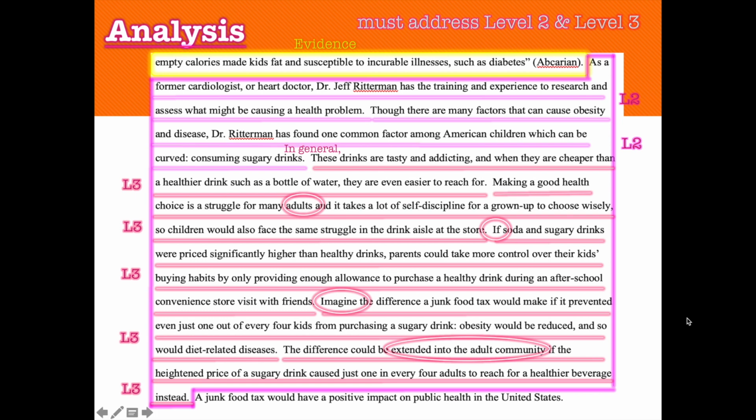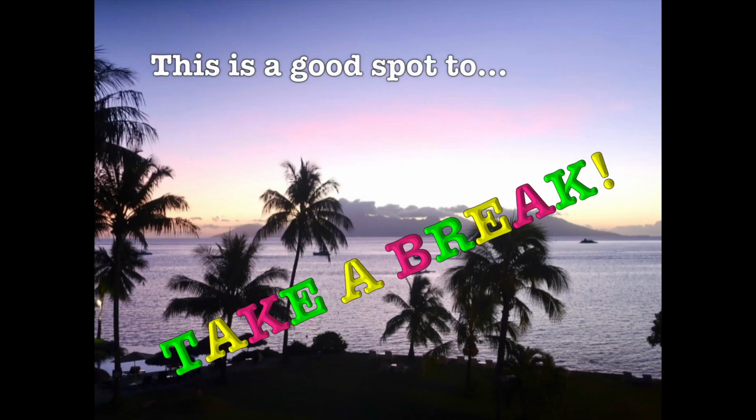Okay, so here I've hit level 2 and I've hit level 3, and I think I've done a thorough job of getting my analysis labeled for you guys. So analysis is pretty heavy, and this is a good spot to take another break. We've got 1 more lap and then a finish line.